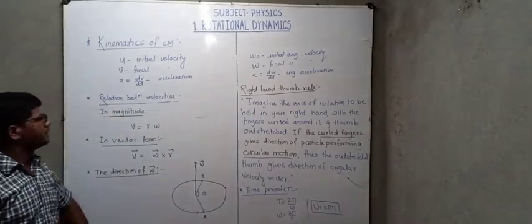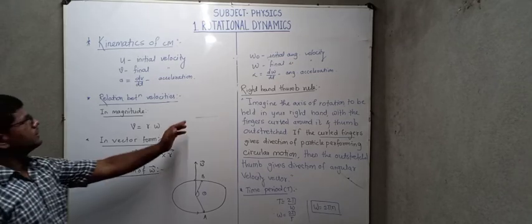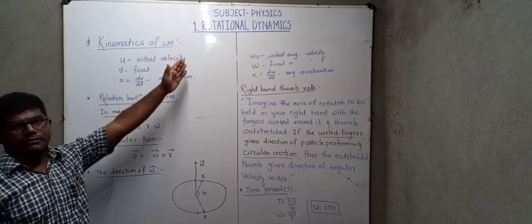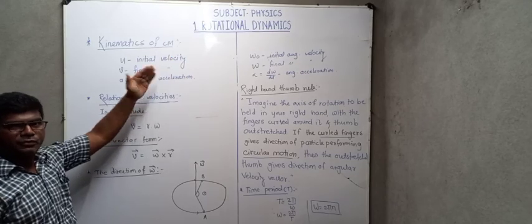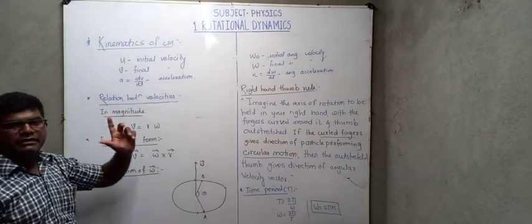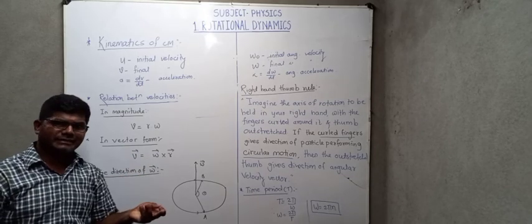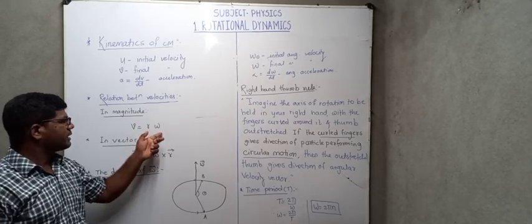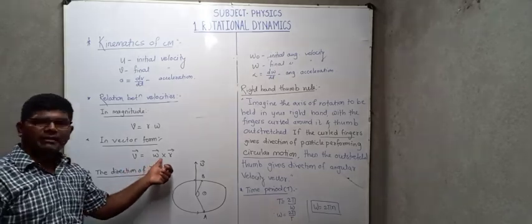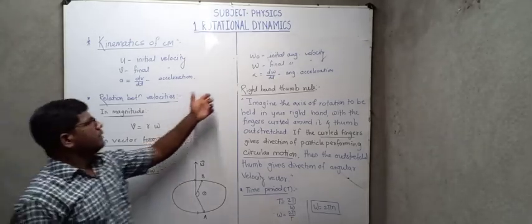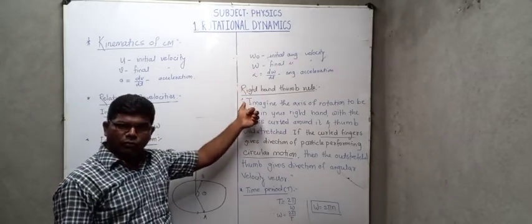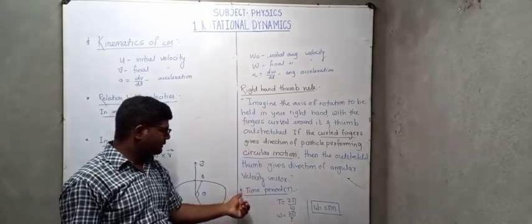This is about the kinematics of circular motion. In this article, we studied the relation between linear velocity and angular velocity in magnitude form and in vector form: v is equal to r omega and v bar is equal to omega bar cross r bar. Right hand thumb rule and the time period.